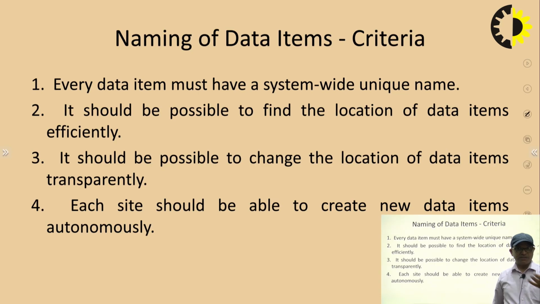For example, if you are using IP addresses, and IP addresses are unique in a network, we can very easily find the unique IP address. But if there is duplicacy, so that multiple IP addresses are the same, this is not done. So each database name is unique. It should be possible to change the location of a data item transparently. If we want to change the location, we can change it very easily. The site should be able to create a new data item automatically. We can create new sites and new databases also.